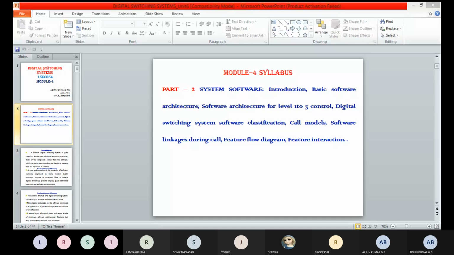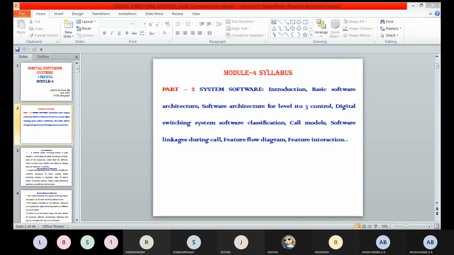You can take an example of call forwarding, or the conference call, or call blocking. For every feature we are adding some software. That's why the complexity increases in the modern DSS.